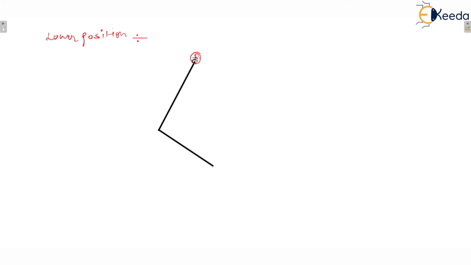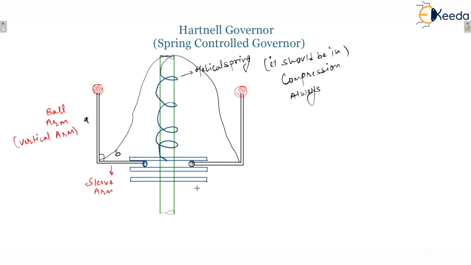This is your ball arm or vertical arm, and this is your sleeve arm. There is a sleeve which has the mass capital M. There are no friction forces, only spring force, and we all know that the spring is always in compression, so the spring force will be in the downward direction always. Since this governor is identical about the spindle axis, we will consider only one side. So there will be Mg by 2, and on the other side there will be a sleeve mass of Mg by 2. We are going to consider only one sided portion for the calculation.